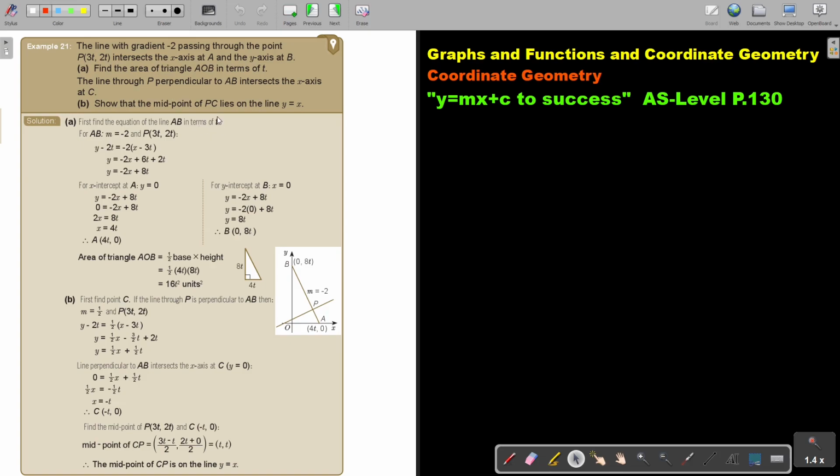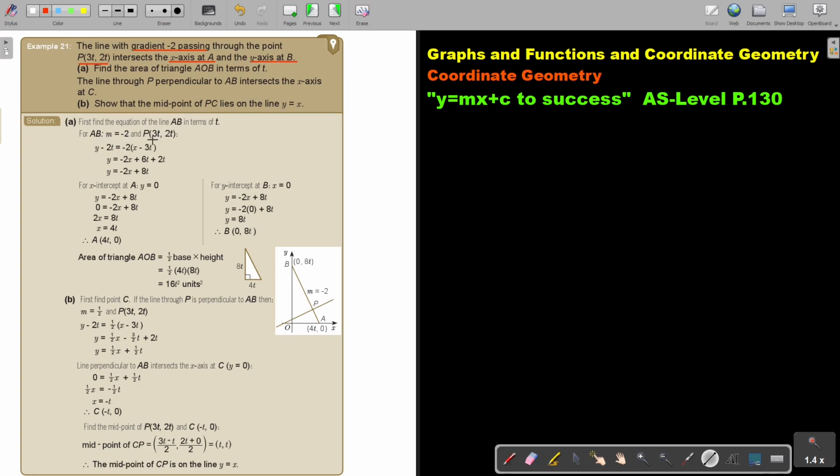Okay, what do I have? Let's just go back and underline. I have the gradient, and I have only my one point. This is just where it intersects. It intersects at A, and it intersects at B, the y-axis.